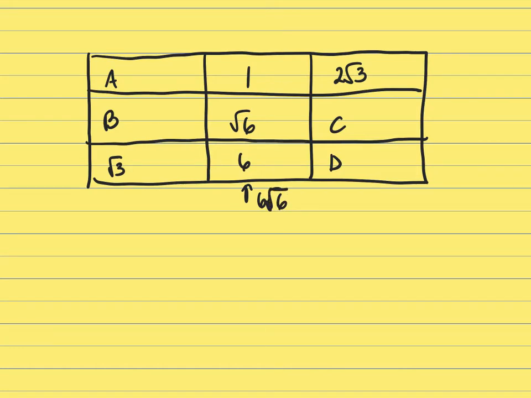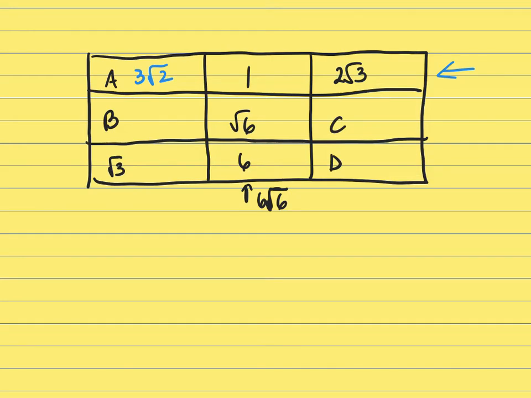6 square root 6. I'm going to change colors now. So if you look at this row, what do I need to multiply 2 square root 3 by? Because it's being multiplied by 1 to give me 6 square root 6. Well, that's got to give me a 3 square root 2. Because that was going to give you a 6 square root 6. So that's done. All right, now what?